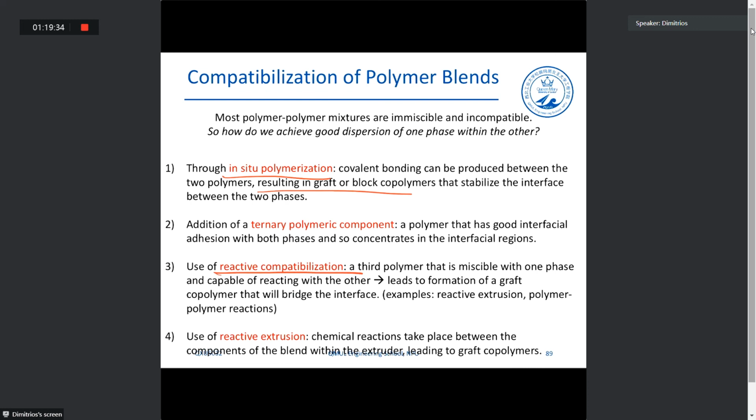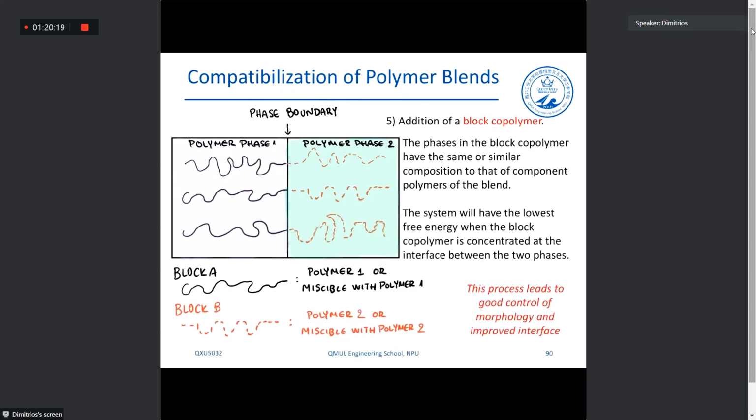Reactive compatibilization is essentially introducing a third polymer that is miscible with one phase and reacts with the other. Again, that leads to the formation of a graft copolymer. Reactive extrusion, which is very similar, again leads to graft copolymers. Okay, and another nice method is adding a third, ternary, polymeric material which has good interfacial adhesion with both phases and concentrates in the interfacial region. Essentially, this is the addition of a block copolymer here.